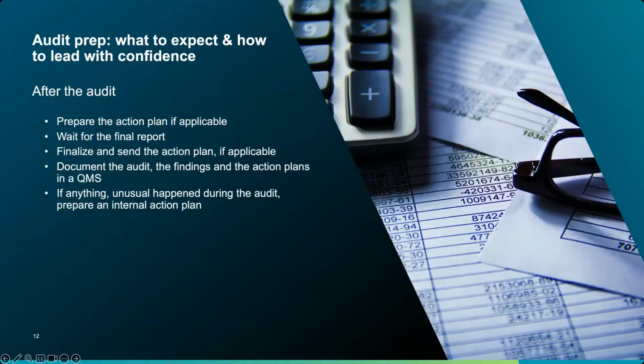Once that is completed, you would want to document the audit in a centralized place and also document all the findings as well as the action plan, so it is all documented and recorded in your quality management system. As lessons learned, if there's anything unusual that happened after the audit, but that did not get flagged as a finding, you might want to have an internal action plan so you know it's not going to happen the next time.